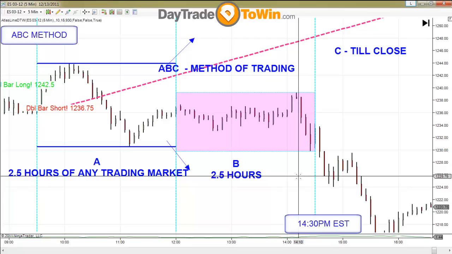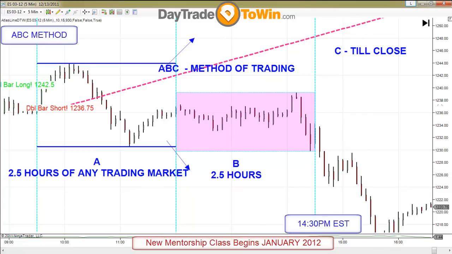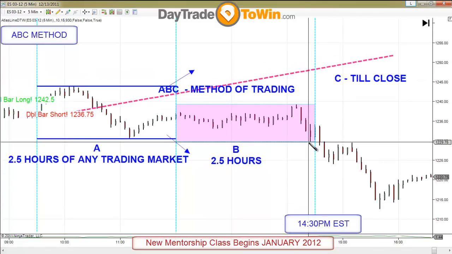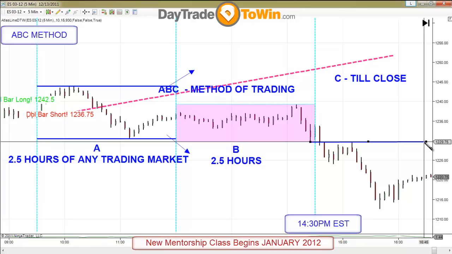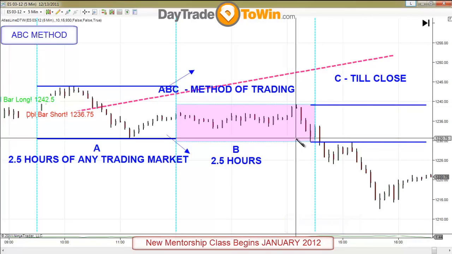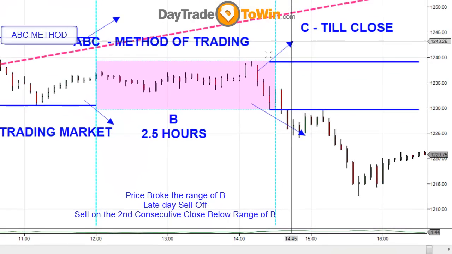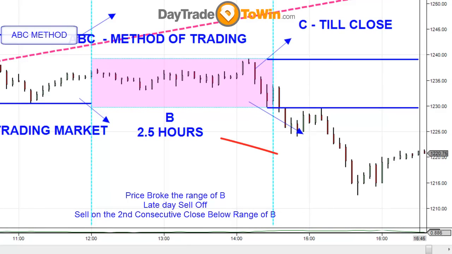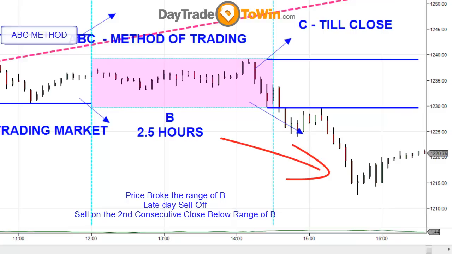I work off of proof. I use price as my main catalyst to everything I do. And so looking at this, price is telling me something. It's telling me that it's ready to pop and go somewhere. And therefore, you can see that in the C part of the day into the close, price broke below the range of B, selling off into the end of the day, late day sell-off.